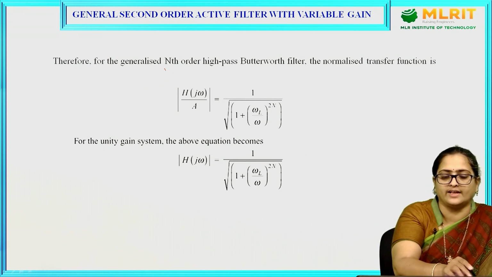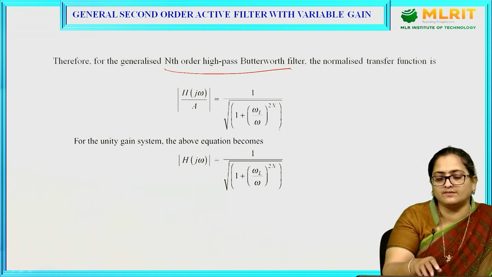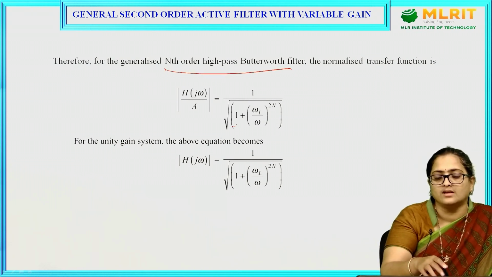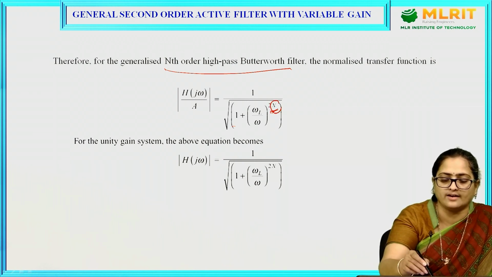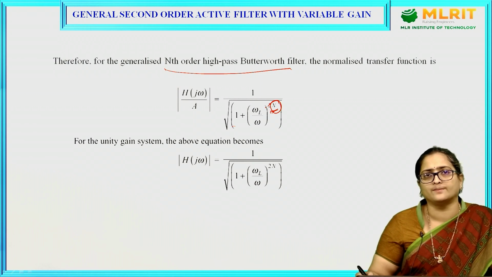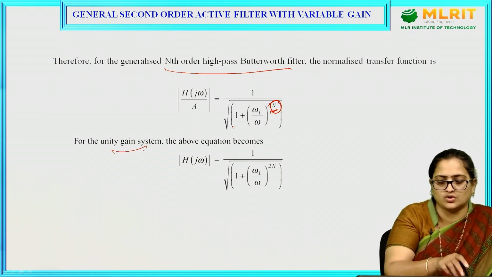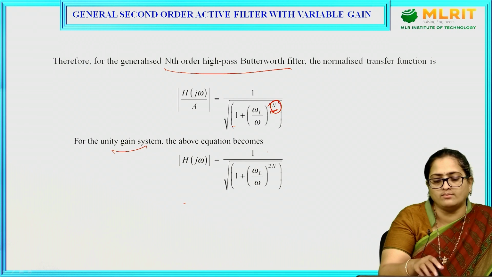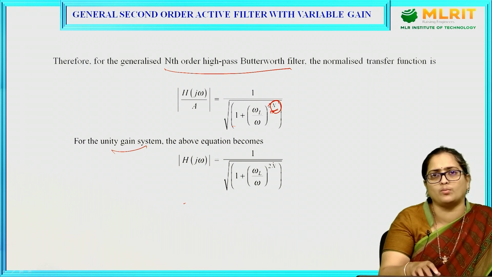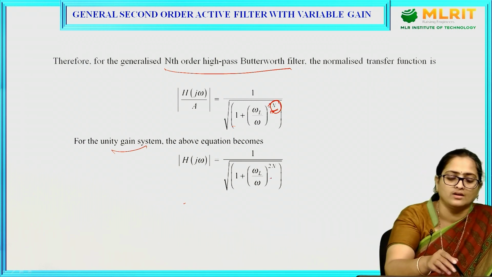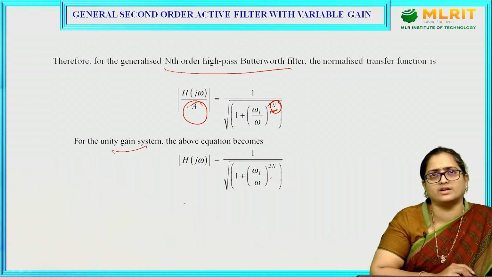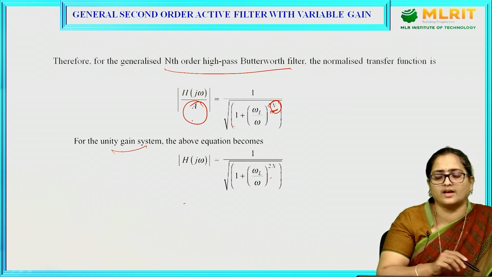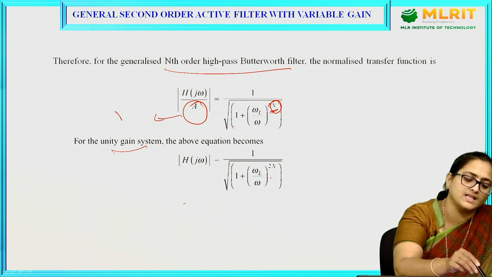So, the generalized nth order high pass Butterworth filter is given by the equation 1 by root over 1 plus (omega L by omega) whole to the power of 2n. This n represents the nth order. For unity gain, H(j omega) is given as 1 by root over 1 plus (omega L by omega) whole to the power of 2n. With unity gain, we will not consider the gain, but for variable gain, you need to consider the gain, because the feedback has been connected with the input resistor and also a feedback resistor.